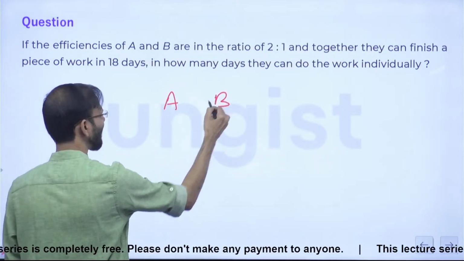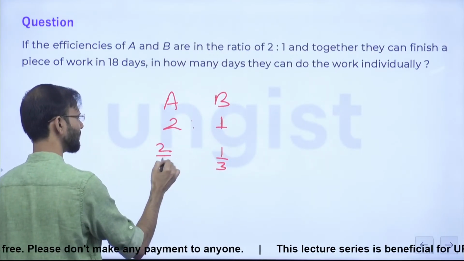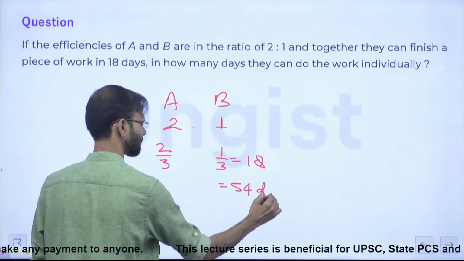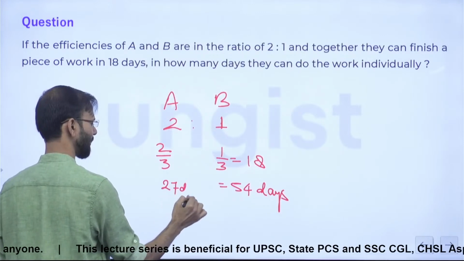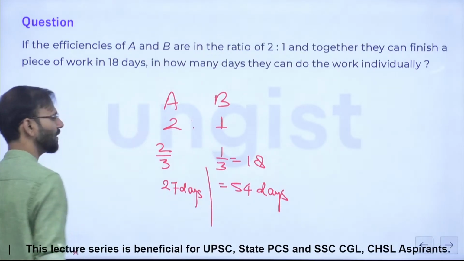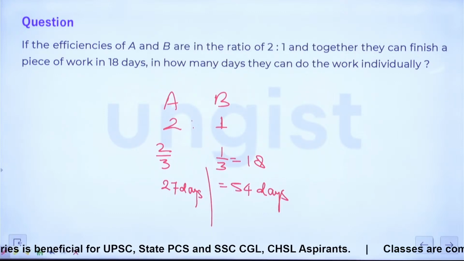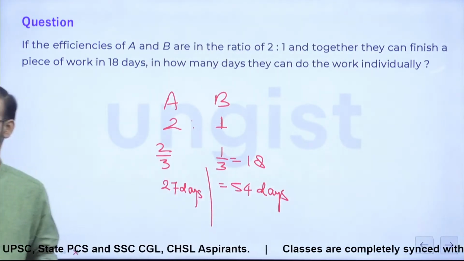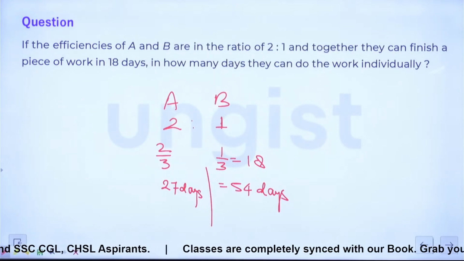Efficiencies of A and B are in the ratio 2:1. So obviously he is doing 1/3, he is doing 2/3 in 18 days. So total he is taking 54 days. And since A is double efficient, so he will take half the time. Guys, is it clear? Right? Similar question, similar solution, right? Only the number has been changed. That's it. All right, everyone, any doubt?